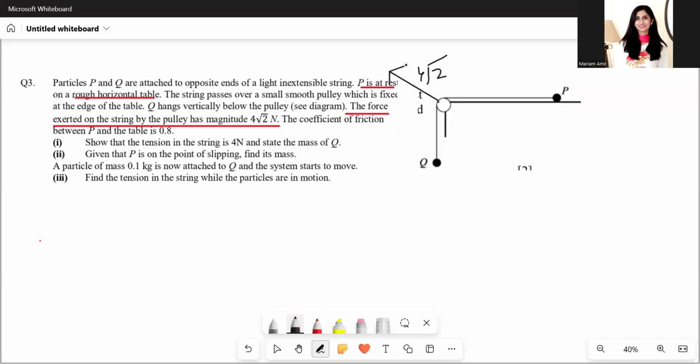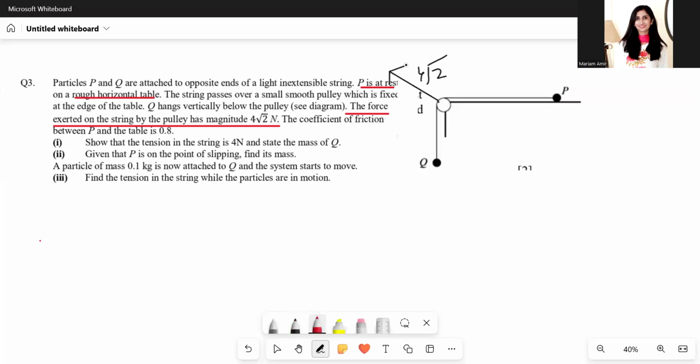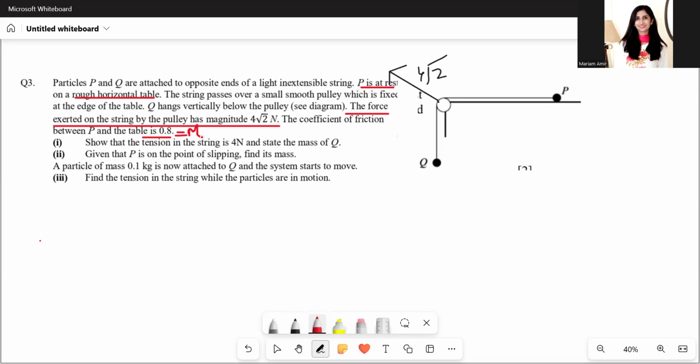Okay. The coefficient of friction between P and the table is 0.8, so that is mu. Show that the tension in the string is 4 Newton and state the mass of Q. Okay, so we have to find the tension and the mass.